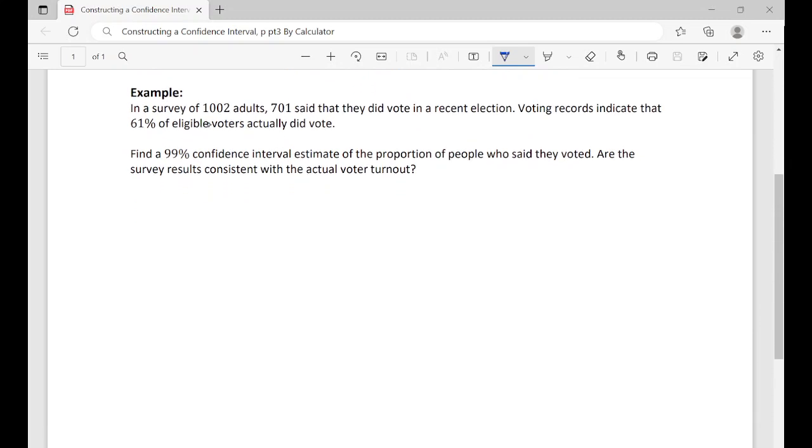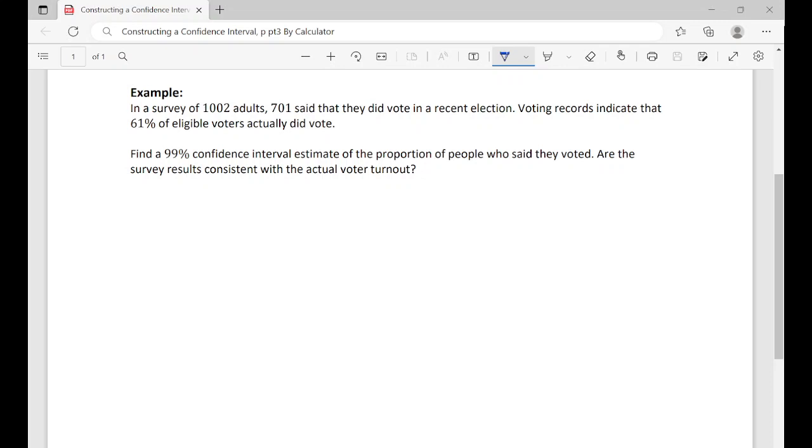In a survey of 1,002 adults, 701 said that they did vote in the recent election. Voting records indicate that 61% of eligible voters actually did vote. We are going to find a 99% confidence interval to estimate the proportion of people who said they voted. Are the survey results consistent with actual voter turnout?